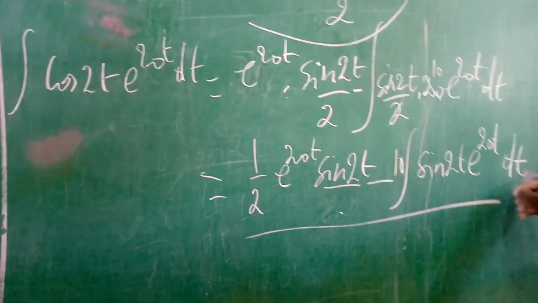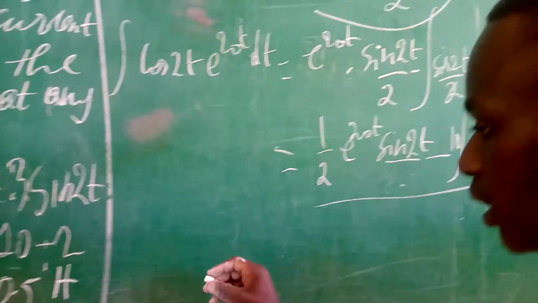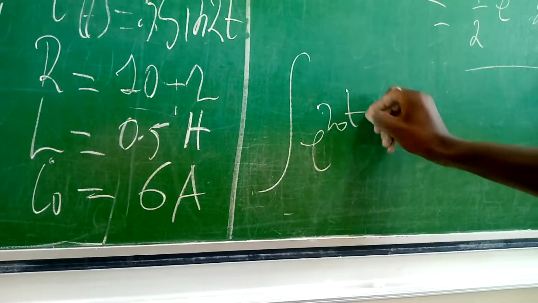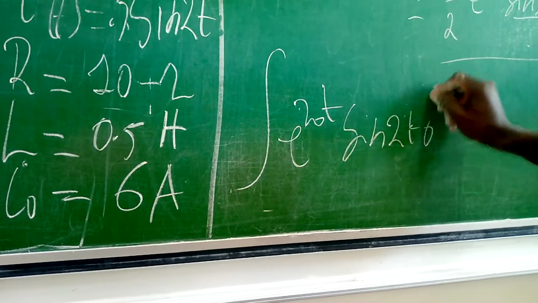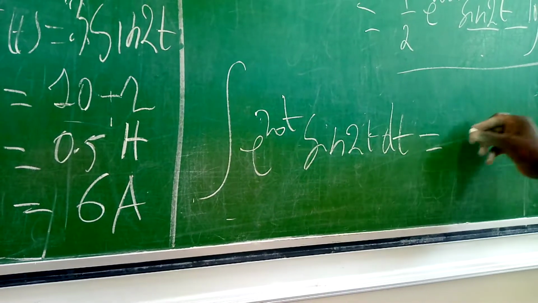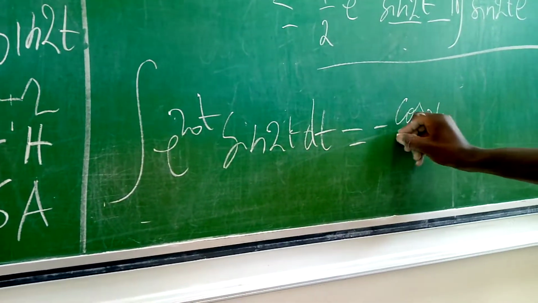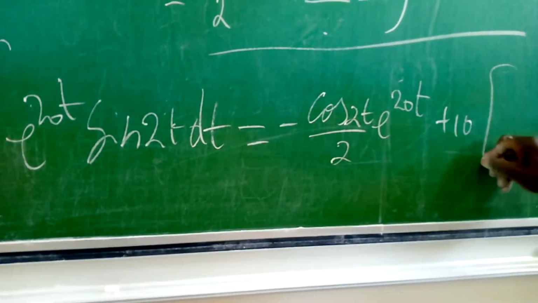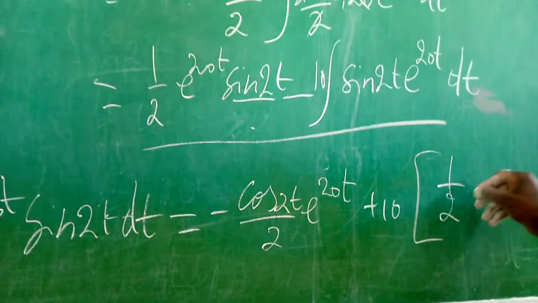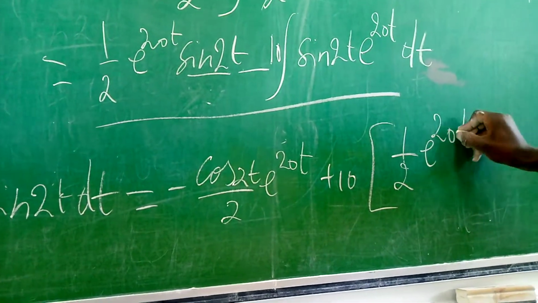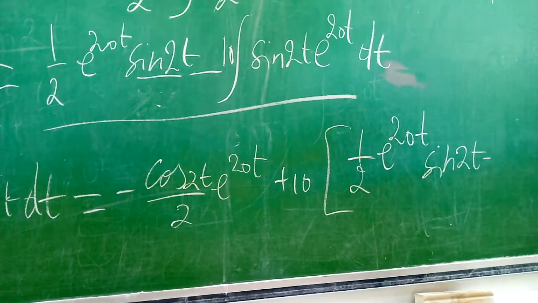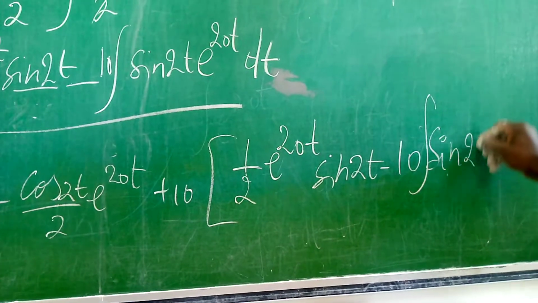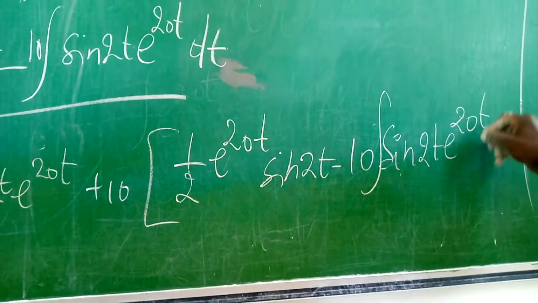Then we need the first formula we have, which is this: the integral of e^(20t) sine 2t dt is equal to negative cosine 2t over 2 e^(20t) plus 10 brackets, where we put this value of the integral of cosine 2t e^(20t) sine 2t negative 10 integral of sine 2t e^(20t) dt.